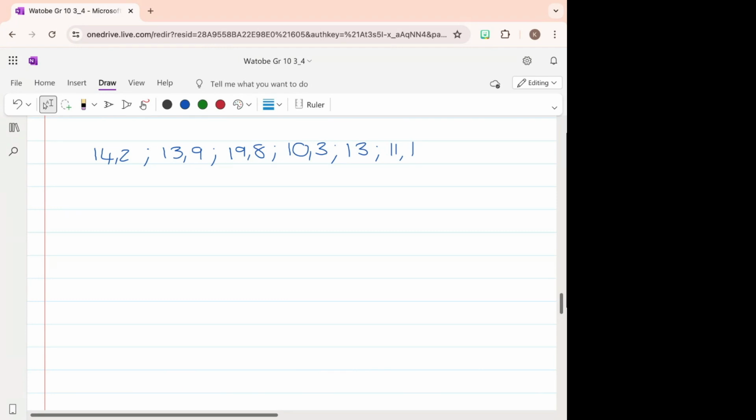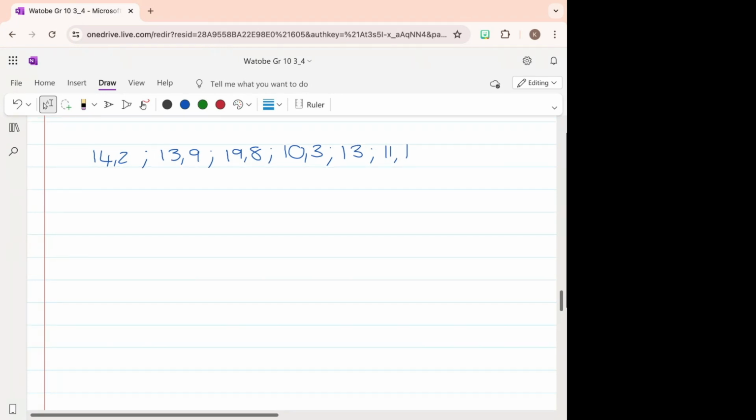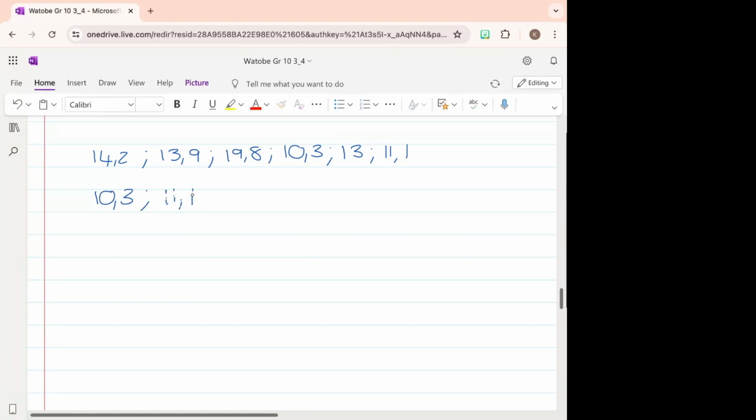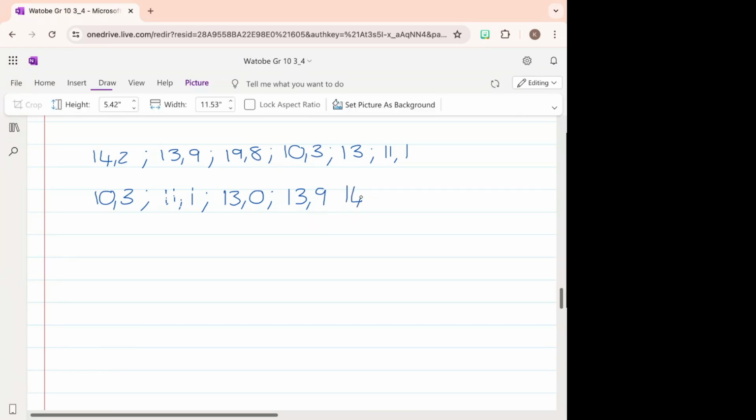All right. So I'm going to help you out quickly. If we put it into ascending order, I've got 10, 3, 11, 1, 13, 0. I've got 13, 9. I've got 14, 2. And I've got 19, 8. Smallest to biggest. That's it. Ascending order. Well done.